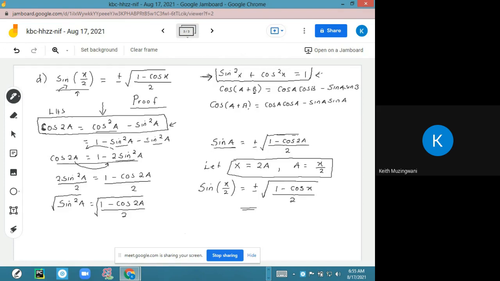Now to move to our identity, where there is 2a, we have assumed that it is equal to x. You just assume any letter. But since here they have used x, we assume that 2a is equal to x. And then from there, you solve for a, because we also have a piece which has a. So you solve for a, you divide by 2, you notice that a will come out as x over 2. And then you substitute, where there is a, you substitute x over 2. Where there is 2a, you substitute x. And you have the identity.